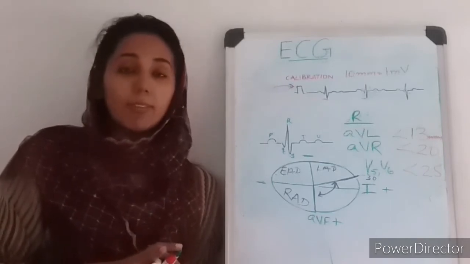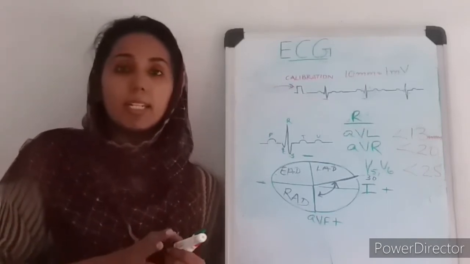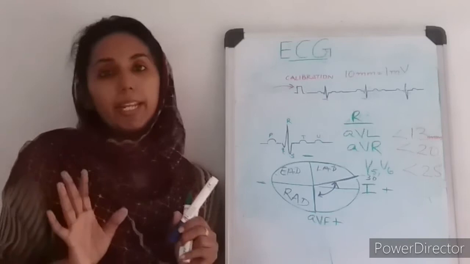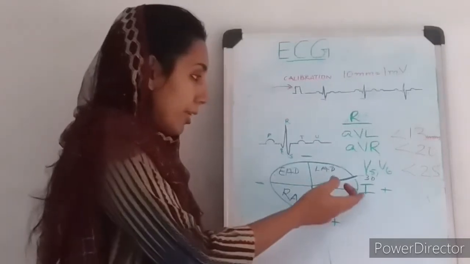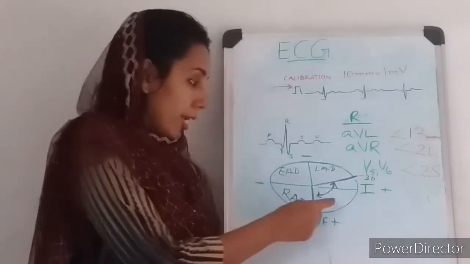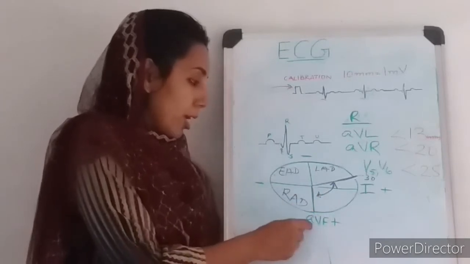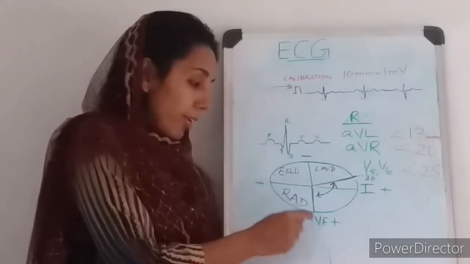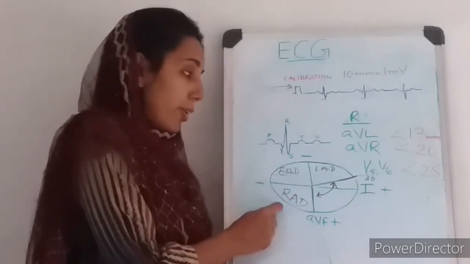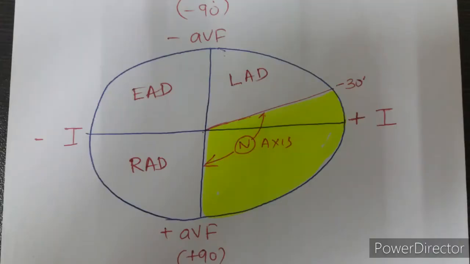There are different ways of calculating axis. Just for ease of understanding, remember lead 1 and AVF. If you get positive in lead 1 and positive in AVF, that is a normal axis. Lead 1 negative, AVF positive, right axis deviation. Lead 1 positive, AVF negative, left axis deviation. Both negative, it's an extreme axis.